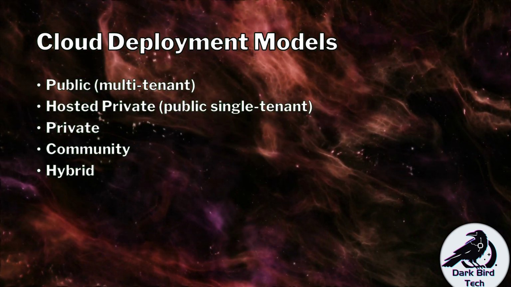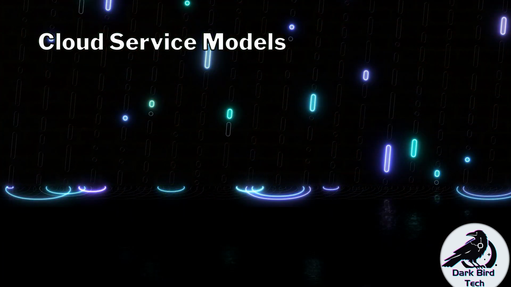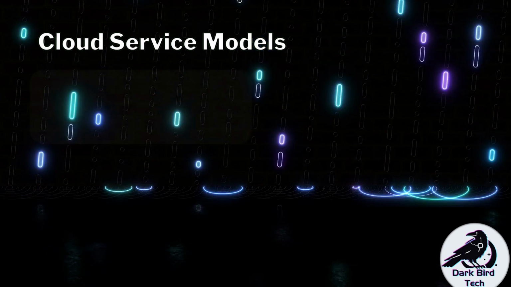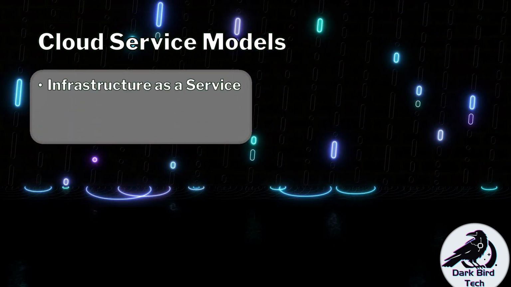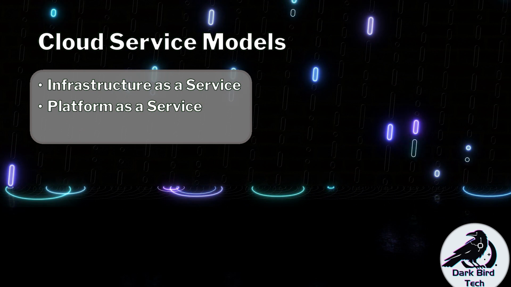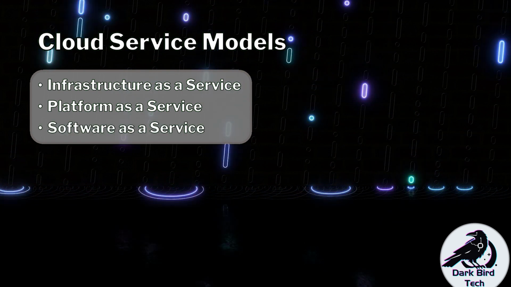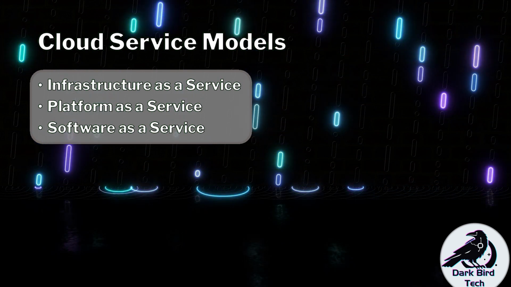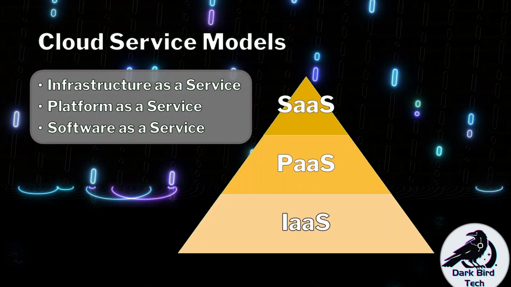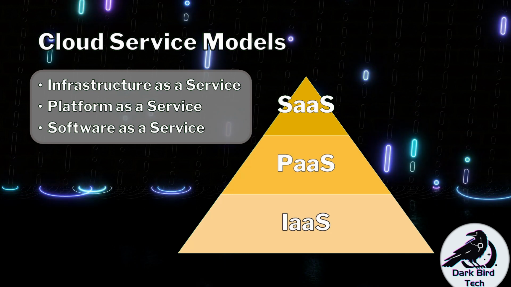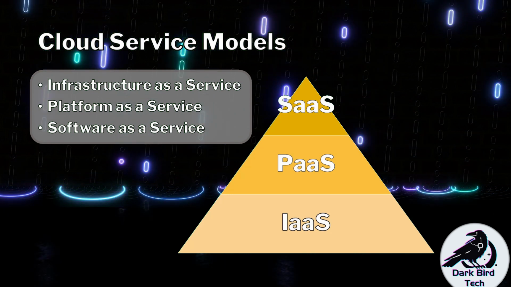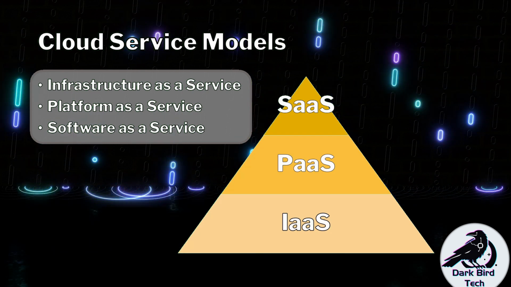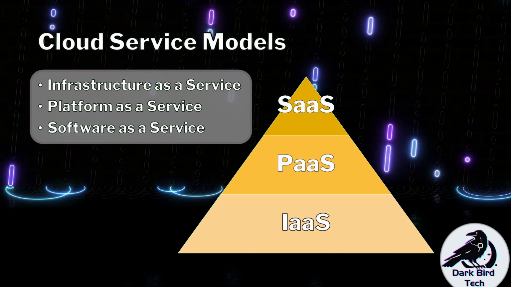Moving along, we also have the cloud service models. And this is something else we have to watch out for when it comes to our security. First up, we have infrastructure as a service, platform as a service, and software as a service. These three are what I like to consider the original three, and we often like to represent them as a pyramid, where you will probably have the apex at the top, and at the bottom you've got infrastructure as a service, platform as a service, and the top gets software as a service.